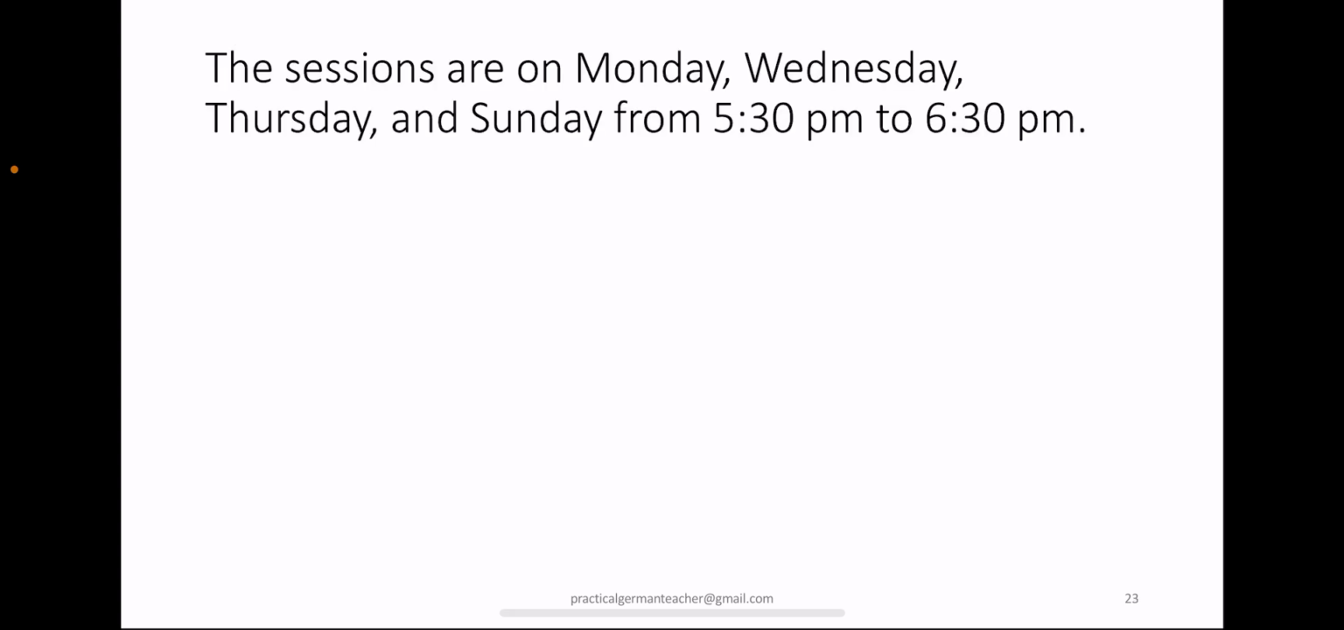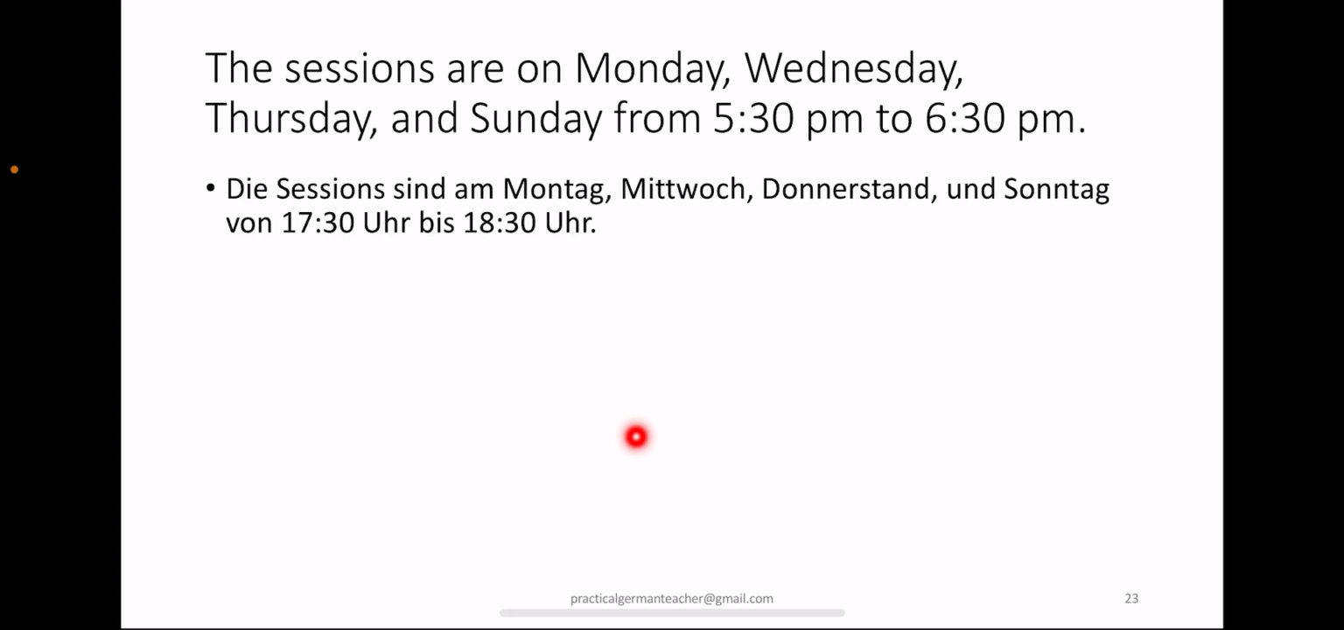Next sentence, the sessions are on Monday, Wednesday, and Sunday from 5:30 to 6:30 p.m. Why I am giving you these examples is quite often we are talking about when is something, on which day, from which day to which day, from what time to what time. So this is why these examples are important. So these sessions sind am Montag, Mittwoch, Donnerstag und Sonntag von bis, so from to, so von 17:30 bis 18:30.